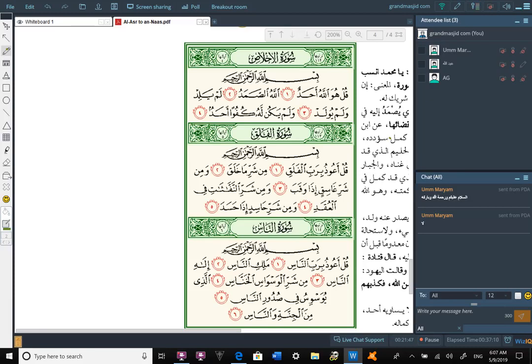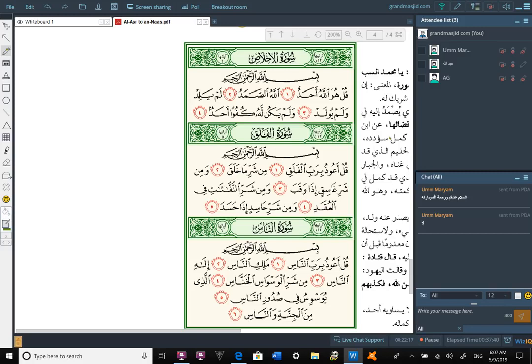Now, what does this mean? We understand maybe the words now. Qul a'udhu bi rabbil falaq, min sharri ma khalaq, wa min sharri ghasiqin idha waqab. I seek refuge in the Lord of the daybreak, of the dawn, from the evil of what he created, and from the evil of the approaching night when it becomes dark and gloomy.